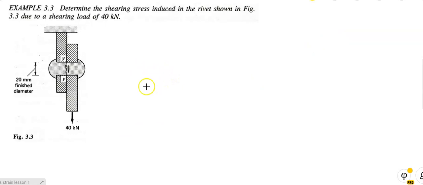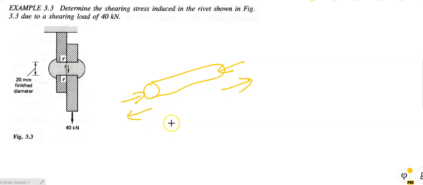If we have a column, or a bar, and we squeeze it along like so, we say it's undergoing a compressive load. And if we stretch it out like so, we say it's undergoing a tensile load.